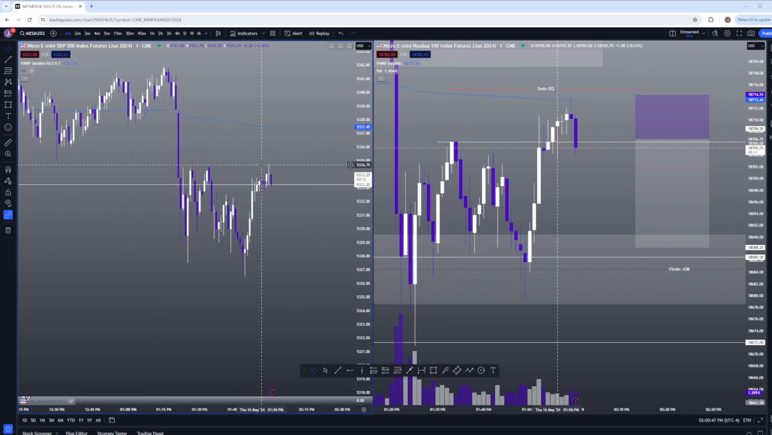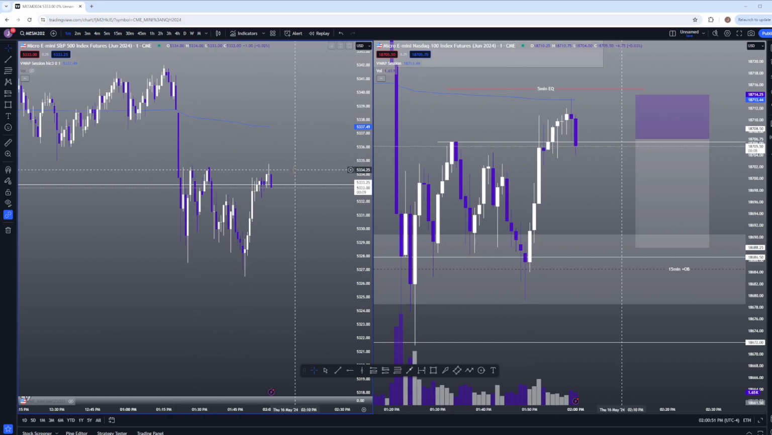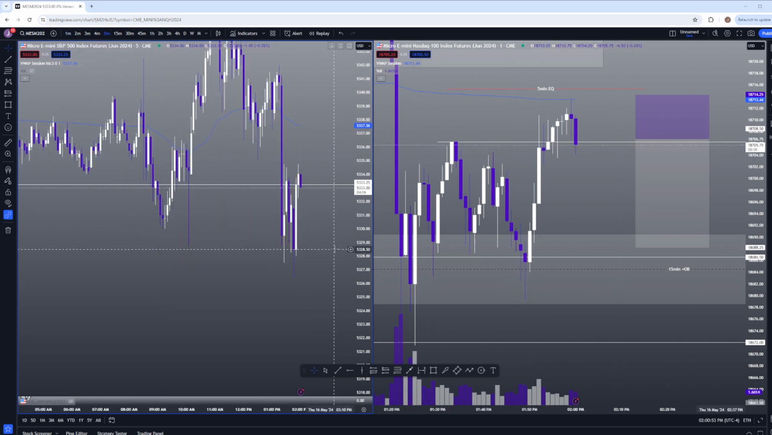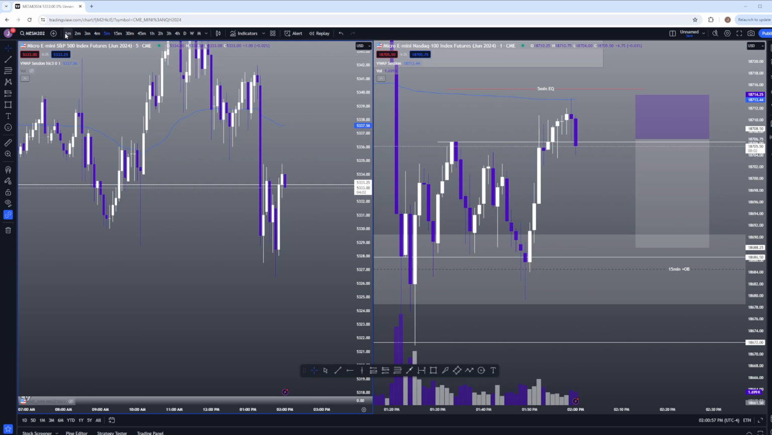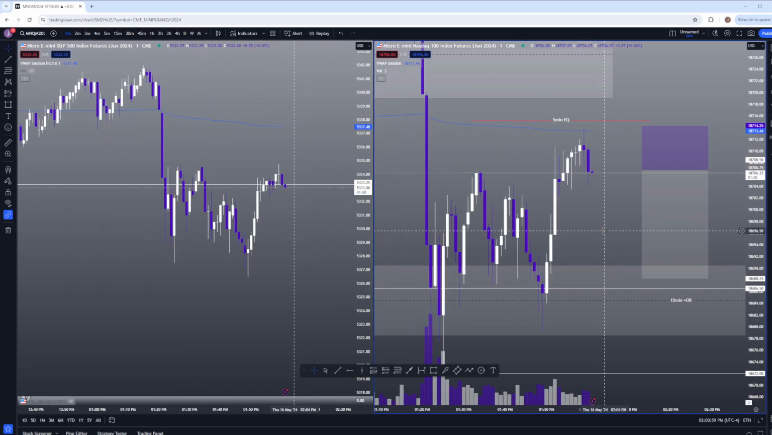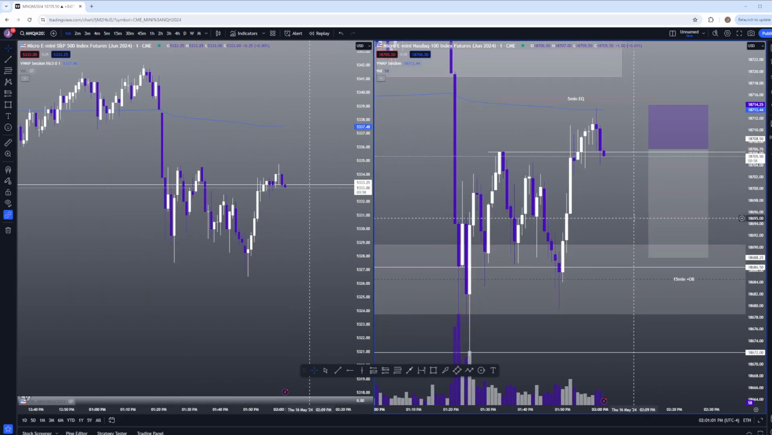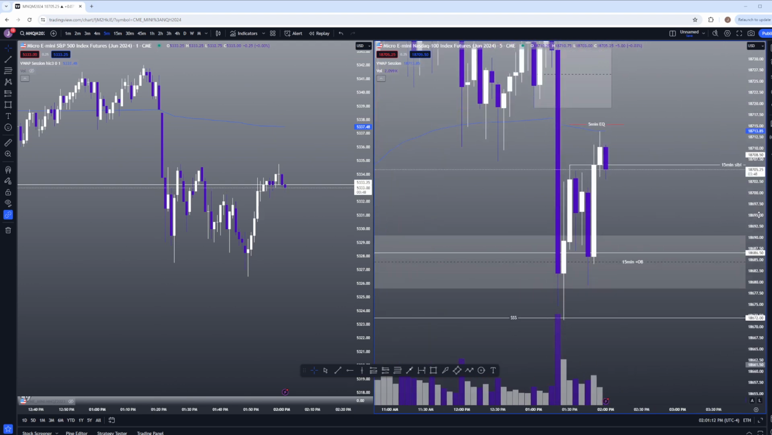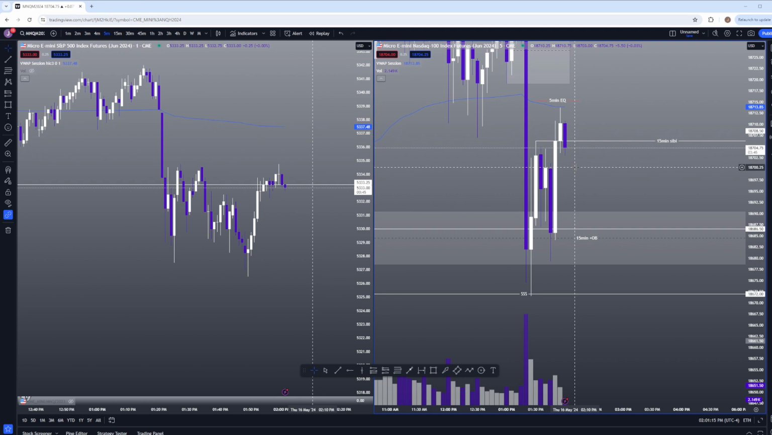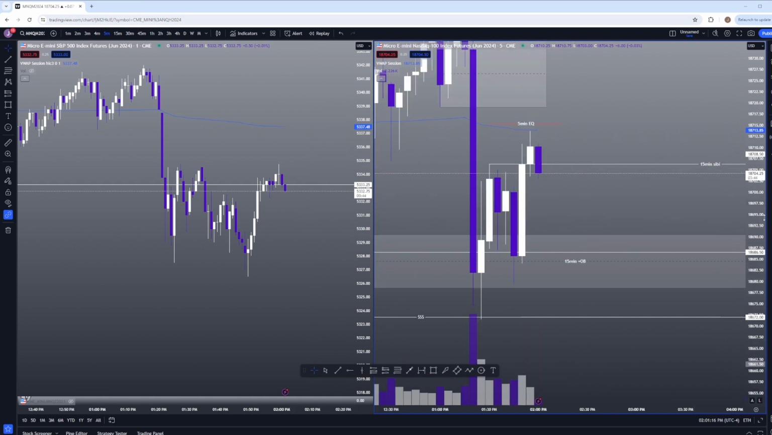We still have SMT up here. ES hasn't broken this high yet. Hasn't touched up into the 5-minute or the 15-minute. See how these 5 and 15-minute candles are forming here. Left behind a 5-minute bullish fair value gap.